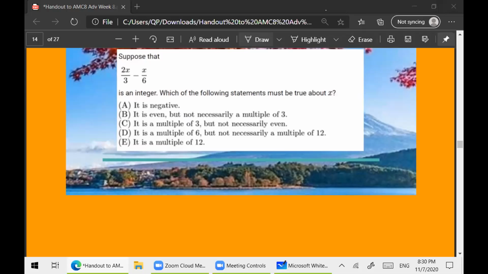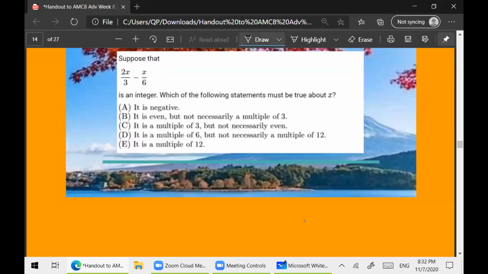Okay, so resume. 2x over 3 minus x over 6 equals 4x minus x over 6 is equal to 1/2 x. And so now you know that 1/2 x is an integer, and for that to be true, x must be even, and so that immediately eliminates C and A. And you also know that it doesn't have to be divisible by 3, which means that the answer is B, and that also eliminates D and E.